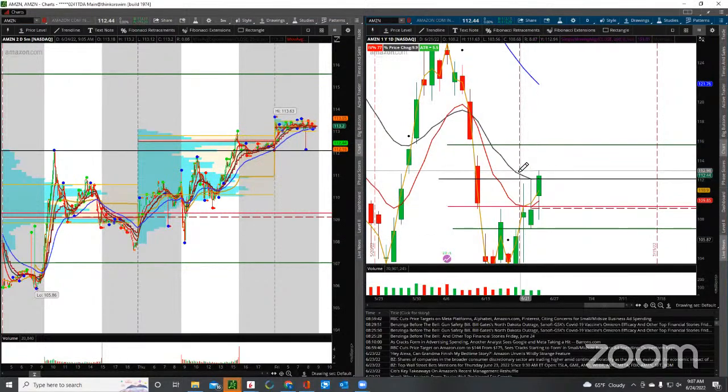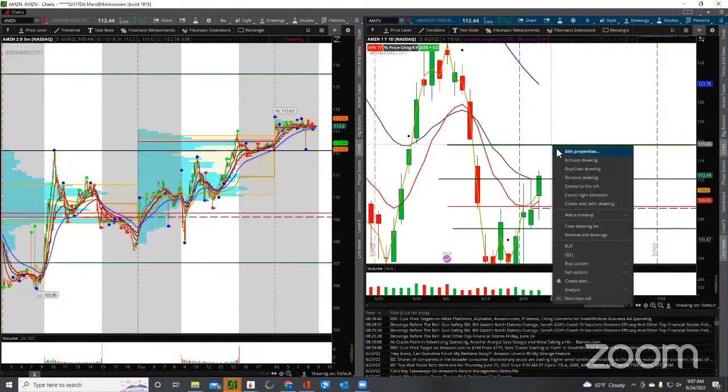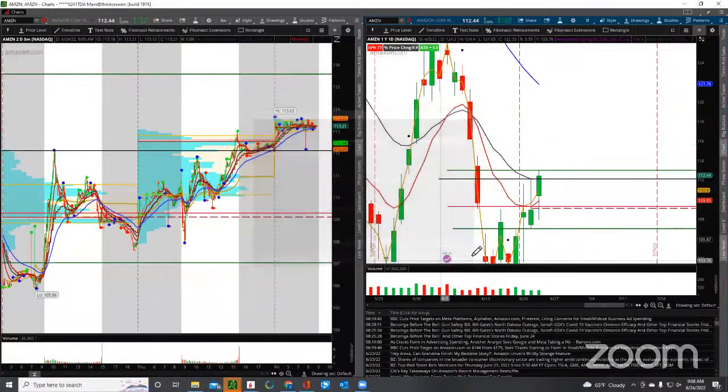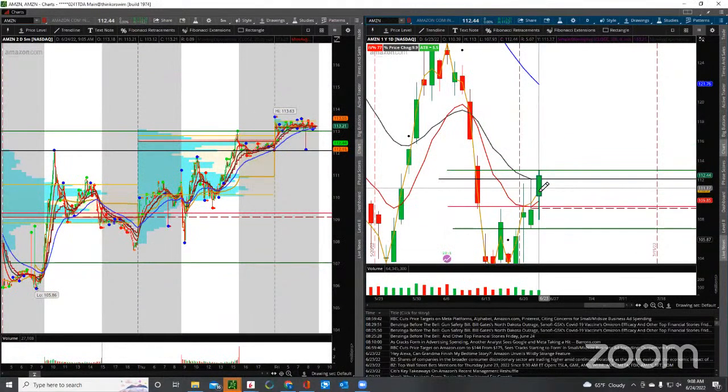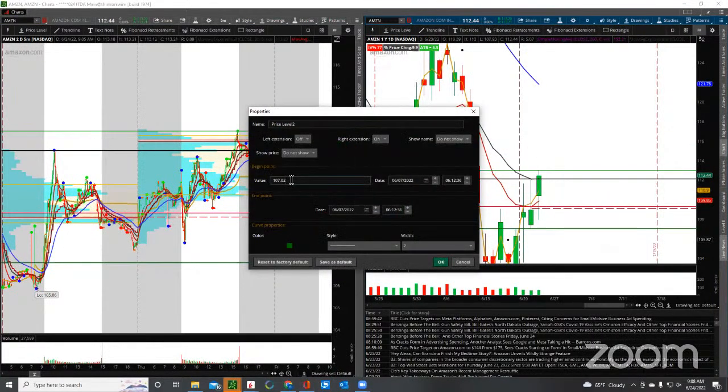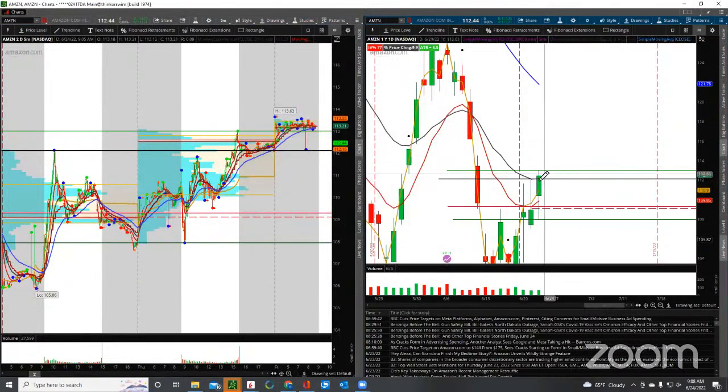All right, so here's our 10 EMA. Let's put this back down where it's supposed to go, which was 113. All right, the low from yesterday, 107.93. All right, so we've got all that marked out. We've got to adjust the 10 here. That is 109.85.